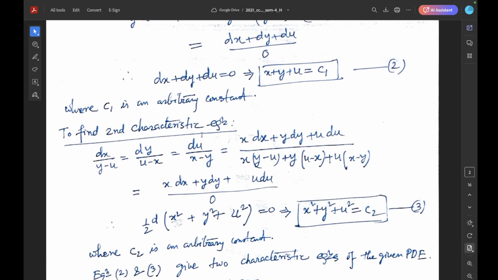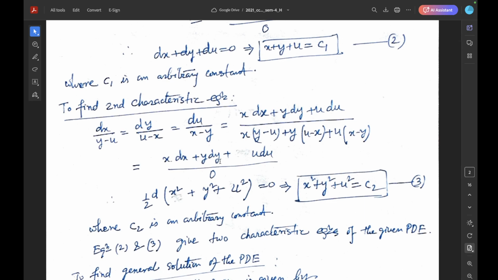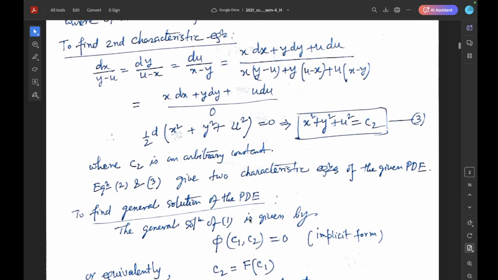To find the second characteristic equation, dx by y minus u equal to dy by u minus x equal to du by x minus y equal to x dx plus y dy plus u du divided by x into y minus u plus y into u minus x plus u into x minus y. After simplification, the denominator equals 0, hence x dx plus y dy plus u du equal to 0, and we can write this as half into d of x square plus y square plus u square equal to 0, hence x square plus y square plus u square equal to C2, where C2 is an arbitrary constant.